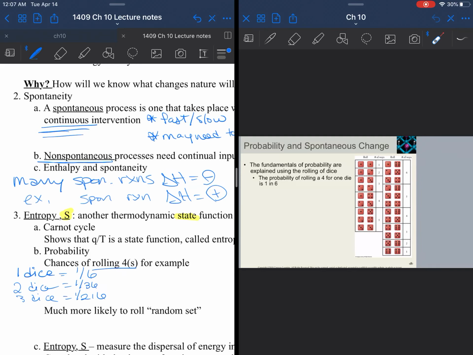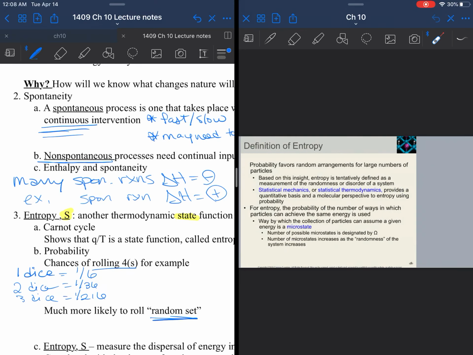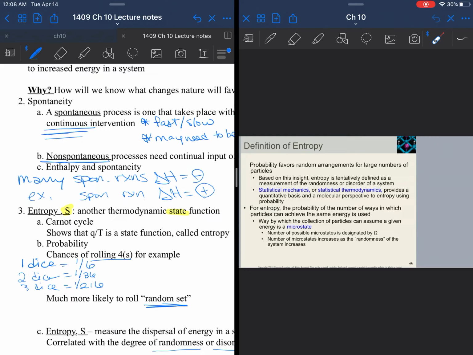It's much, much more likely that you're going to roll a random set, right? What we're thinking of as orderly here is rolling all dice of one number. It's much, much more likely that you are going to roll all dice of different numbers, right? And we consider that your random set. The probability goes up exponentially, right, based on the number of dice you have. So by the time you have 5 dice, getting all of the same number in one roll is 1 in 1296, right? So that ordered system gets more and more rare.